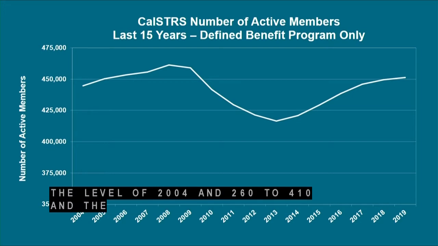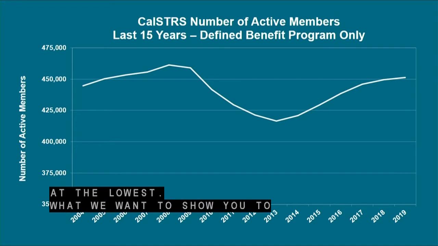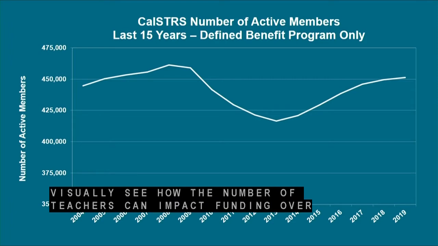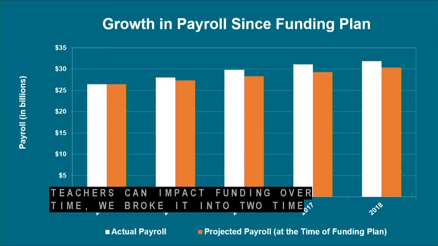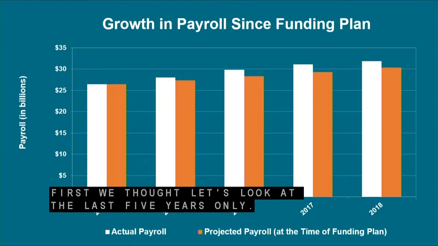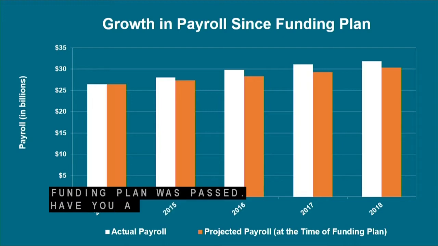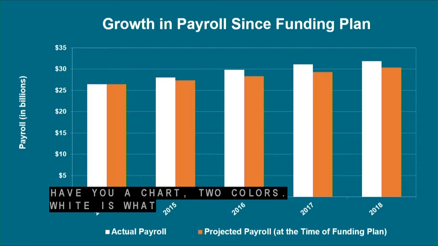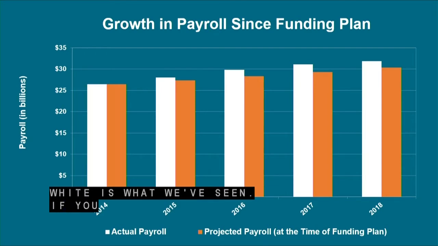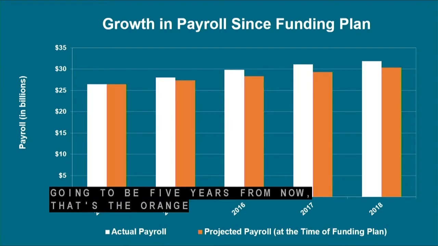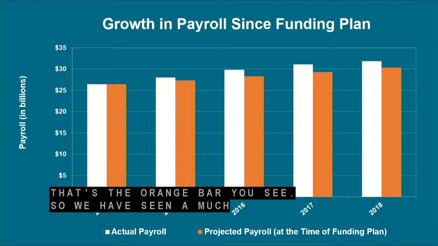So what we wanted to show you today, just so you can visually see how the number of teachers can impact funding over time, we broke it into 2 time periods. So we thought, let's look at the last 5 years only. When you look at when the funding plan was passed, here you have a chart, 2 colors. White is what we've actually seen. If in 2004 you asked the actuaries, Rick was here at the time, where is payroll going to be 5 years from now? That's the orange bar you see. So we have seen a much faster growth in payroll than we were expecting when the funding plan was passed.